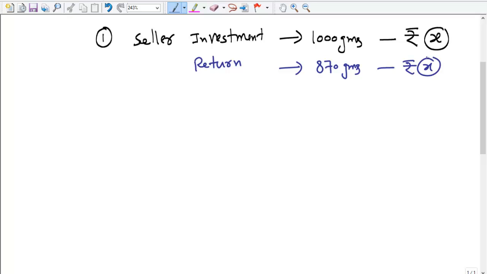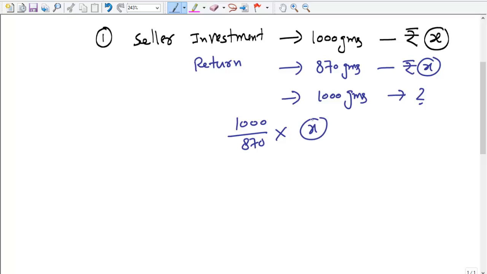Now if the remaining 130 grams are unsold, then there is no profit and there is no loss here. But we are supposed to consider that the entire goods is sold out. So it means for 1000 grams, what is the return? It's quite simple. 1000 divided by 870 into X. That's quite simple. So the investment is X and we get a return in terms of some X. So quite a simple question.